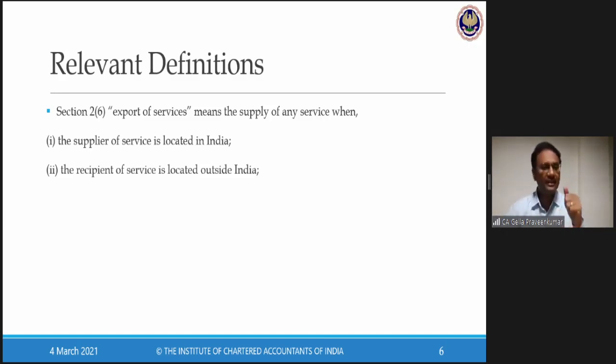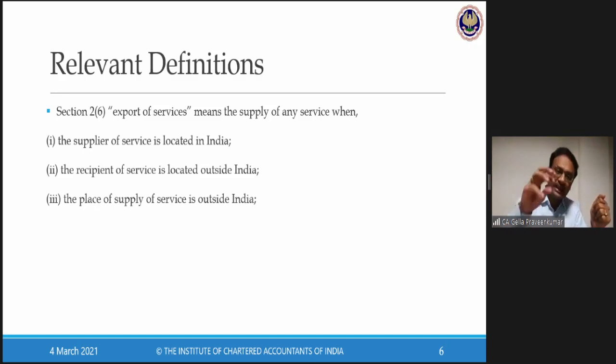In a supply, under section 7, a supplier is required and a recipient is required. The supplier should be in India, the recipient is outside India, and the place of supply for that service is outside India. I repeat, the place of supply for that particular service is outside India.